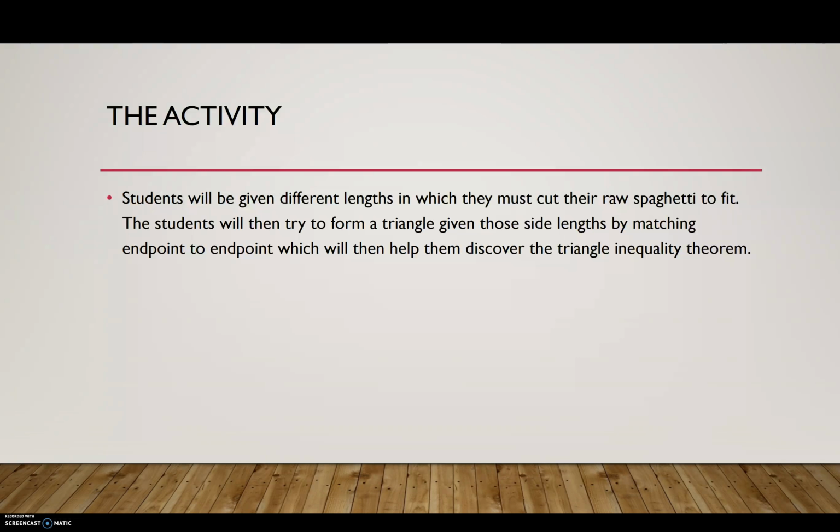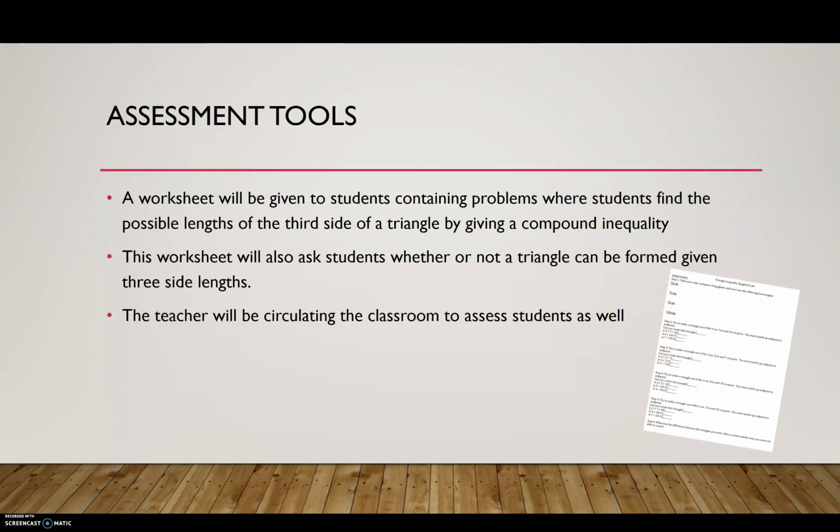And then the worksheet guides them through questions of how you can figure out the length of the third side if you have two other side lengths of a triangle. So that's the general activity. This worksheet here I will open, but that's how I would assess my students, just as they fill it out and I circulate the room. That's the main assessment tool. And then later, when they're formally assessed, are they able to write the compound inequality, or are they able to tell me when a triangle can or cannot be formed by given side lengths?